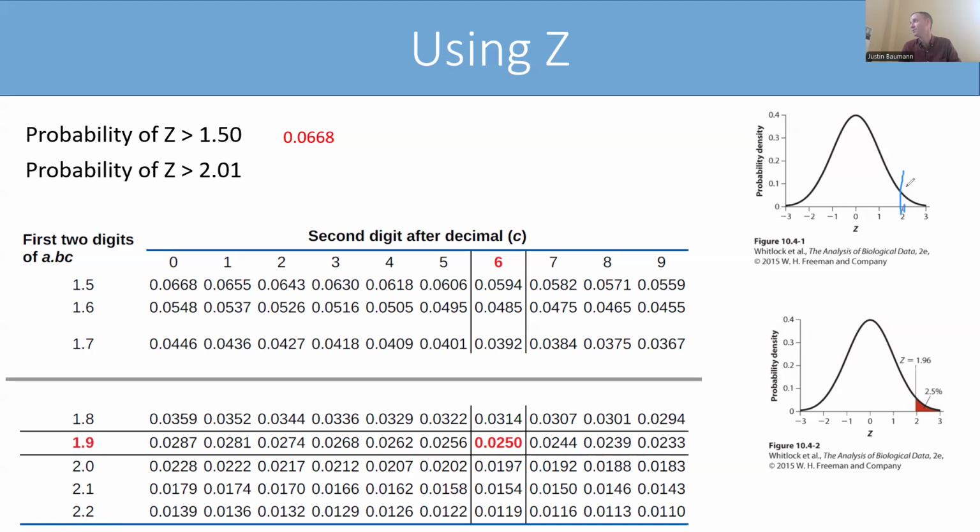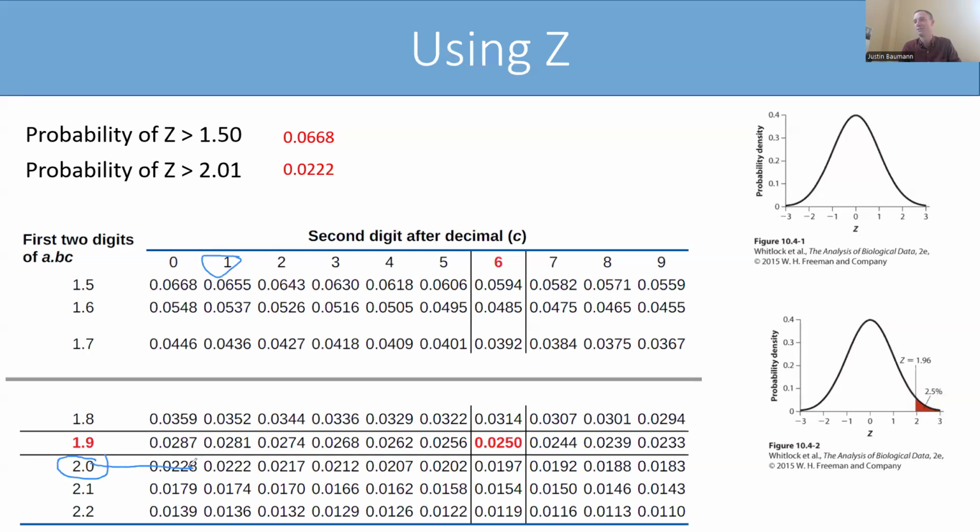There's the 2. Here's 2.01. So we go down to 2.0 and then 0, and we end up with 2.01. The probability of Z being greater than 2.01 is 0.0222. And I just did 2.00 because I'm bad at this, but you know, 2.0, 2.01.